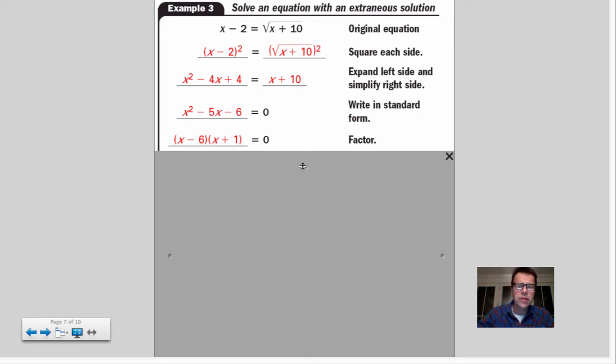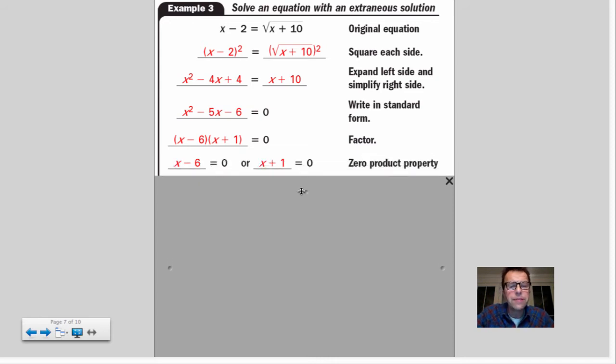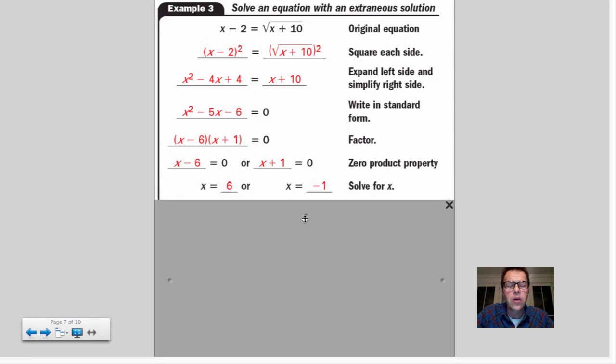Excuse me, very rude, but I needed a little sip of tea. I set each factor equal to 0 and solve. And lo and behold, I have 2 answers. Well, unfortunately, one of these answers does not work.